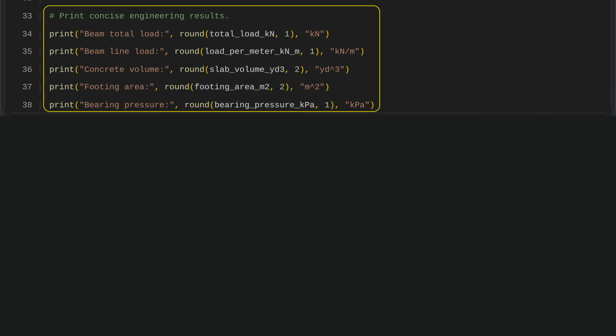The script prints a concise summary of the beam and footing calculations. It reports the total beam load, line load, concrete volume in cubic yards, footing area, and bearing pressure. Each value is rounded appropriately and shown with its engineering units for clear interpretation.